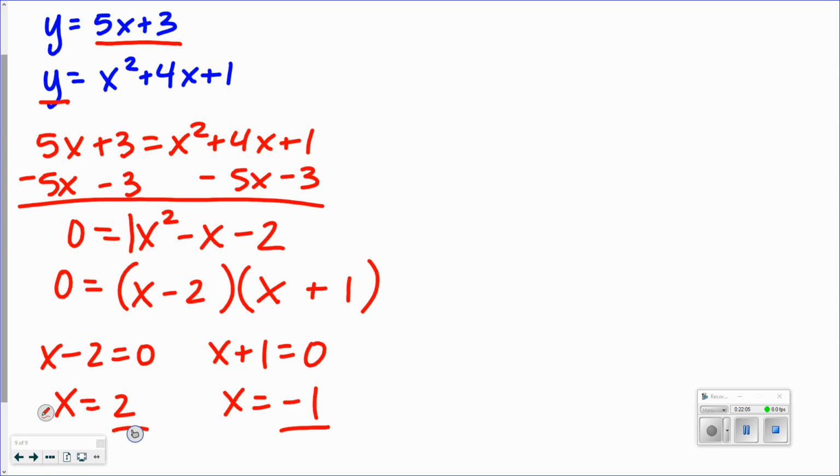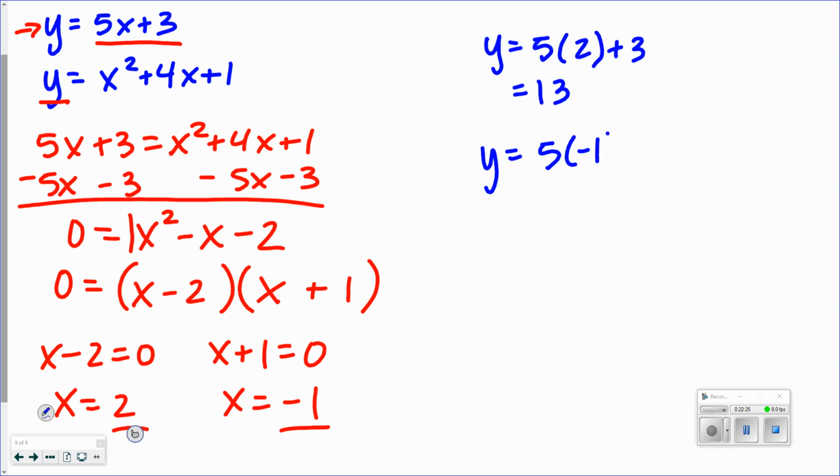Alright, so you should get two y values. First one is 13, second one is negative 2. So now you just write your solutions. Alright, so you should get two solutions at 2, 13, and negative 1, negative 2.